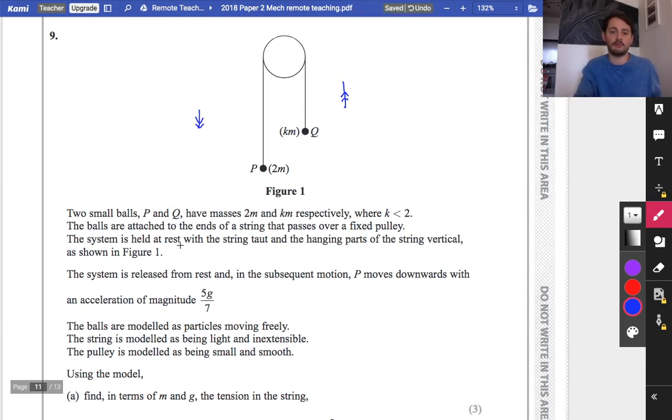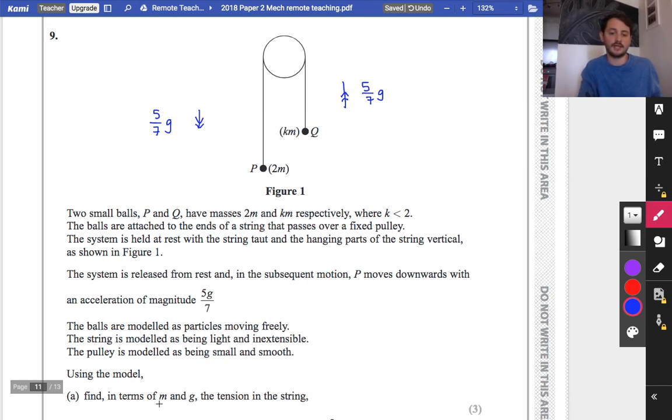The system is held at rest, with the string taut and the hanging parts of the string vertical, as shown in figure 1. The system is released from rest, and in the subsequent motion, P moves downwards with an acceleration of magnitude 5g over 7. So I'm just going to write that the acceleration, I actually prefer writing it as 5 over 7 g, but it's the same thing. And this one must have an acceleration of 5 over 7 g as well. The balls are modelled as particles moving freely. The string is modelled as being light and inextensible. The pulley is modelled as being small and smooth.